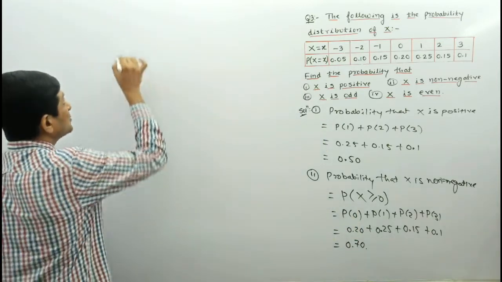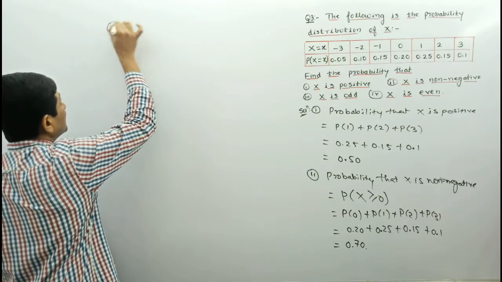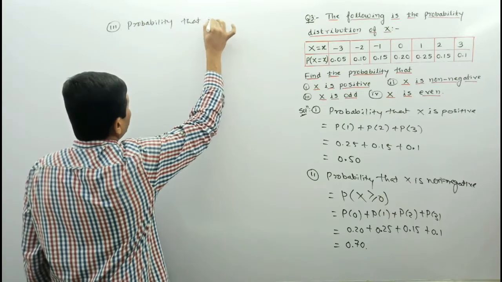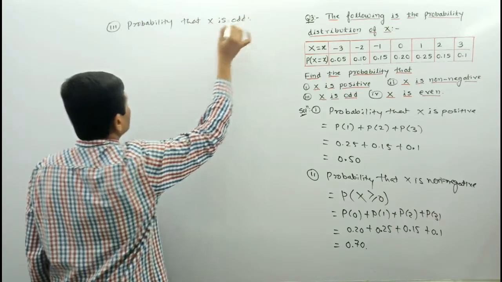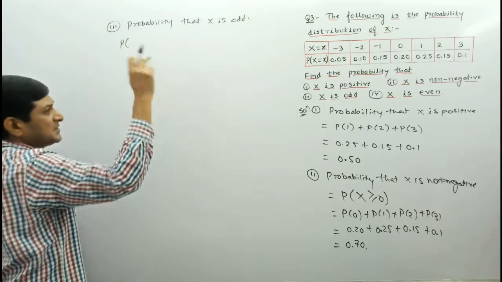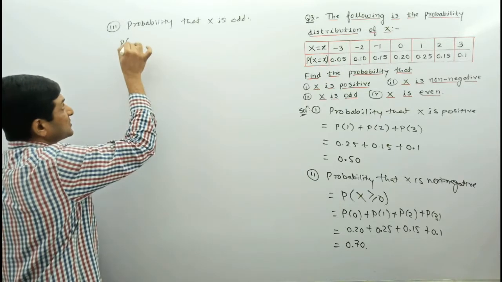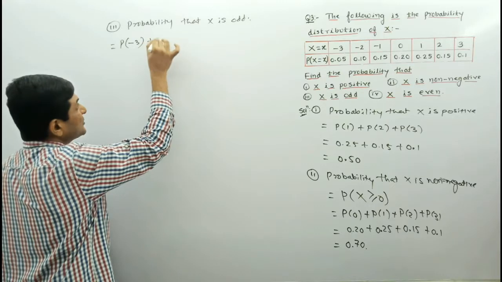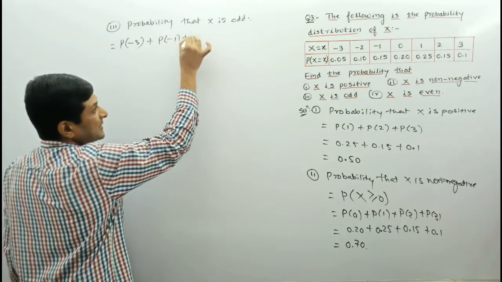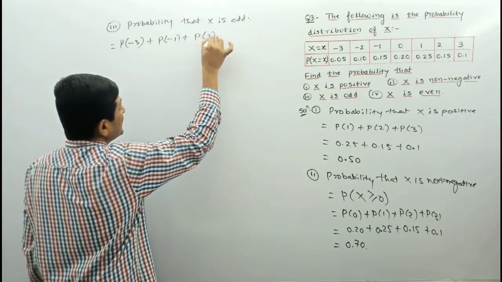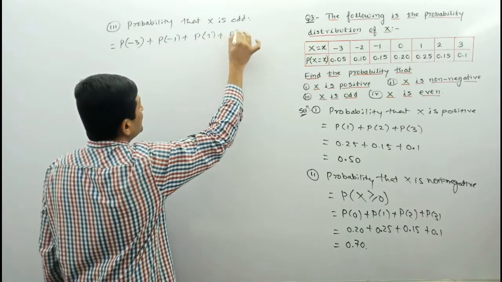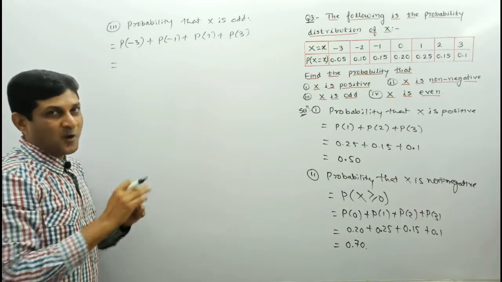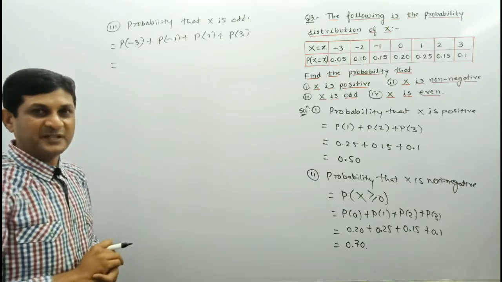Now let us try to solve the third example. In the third example, we have to find the probability that X is odd. Now observe the values of X which are odd. The first value is P of -3, then the next value is -1, so P of -1, the next value is +1, so consider here P of +1, and lastly P of 3. So these are the values of X which are odd, if you observe the given probability distribution.